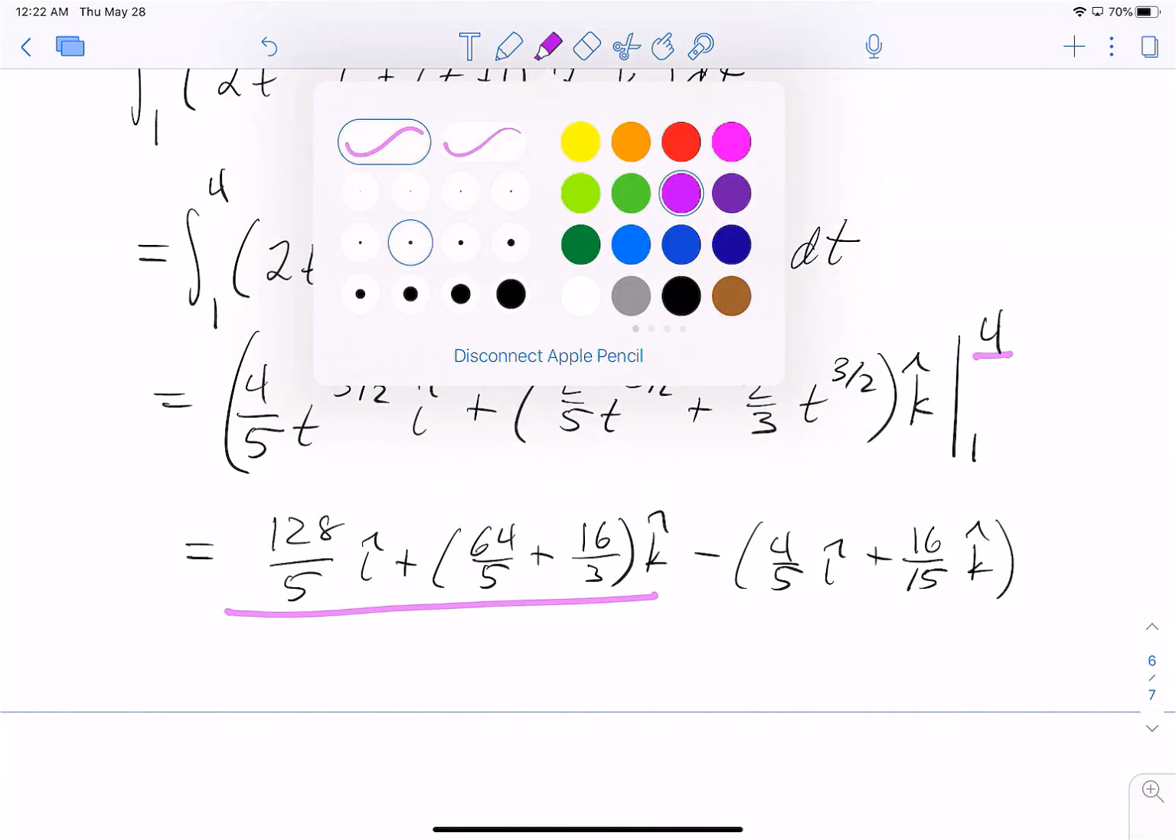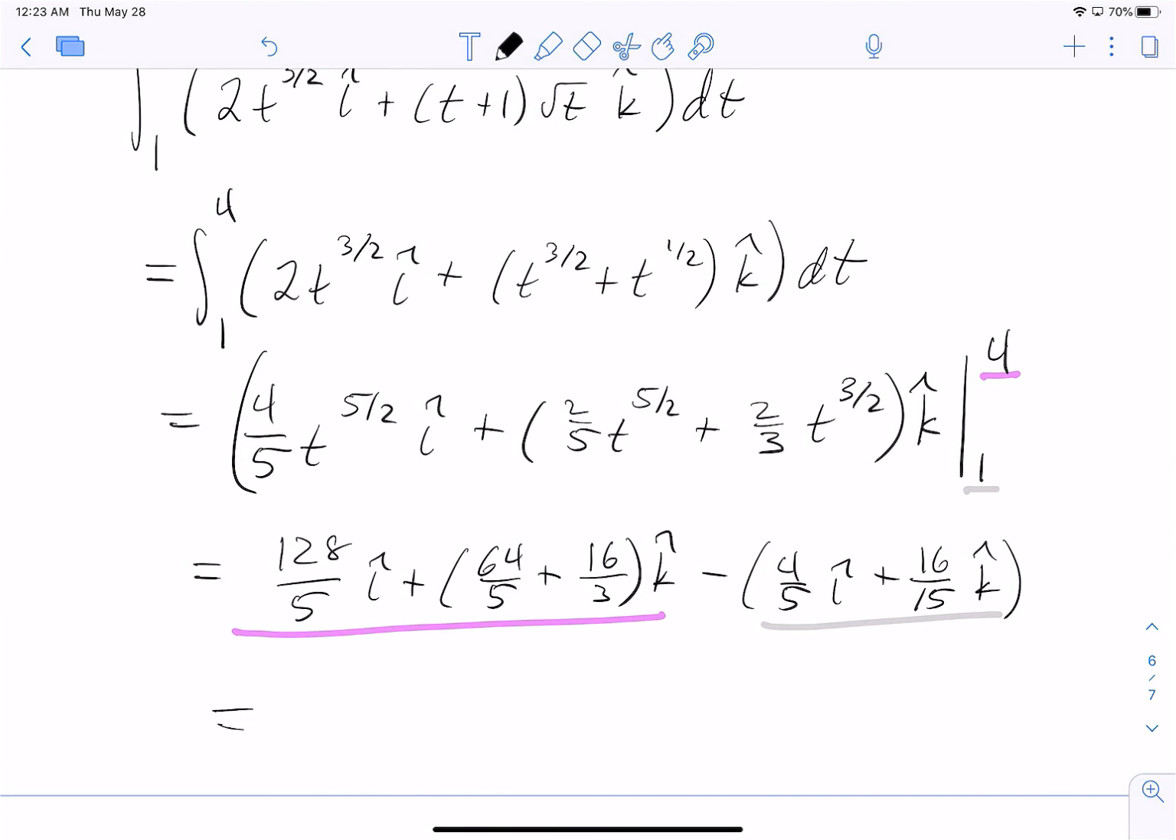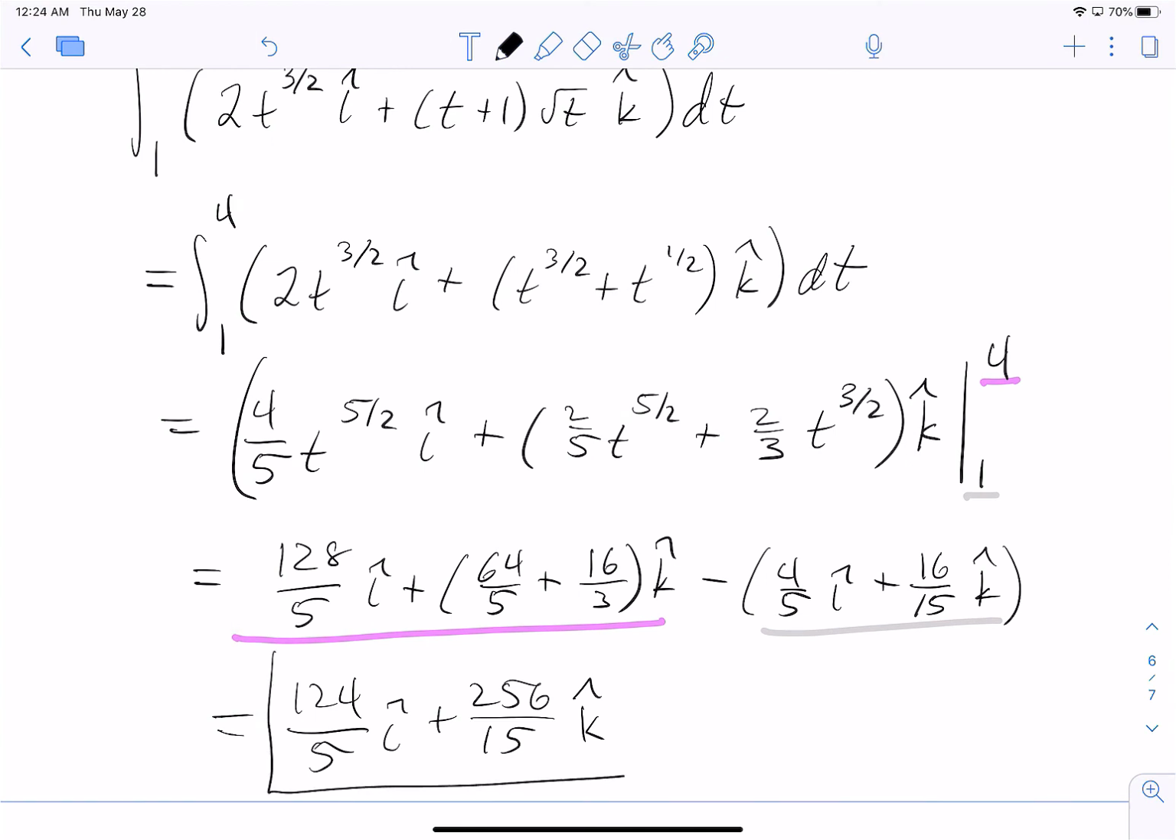So we evaluated our vector at t equals 4 and then at t equals 1. And doing that last bit of arithmetic there is going to give us 124 over 5 i plus 256 over 15 k. That is how we evaluate a definite integral of a vector function.